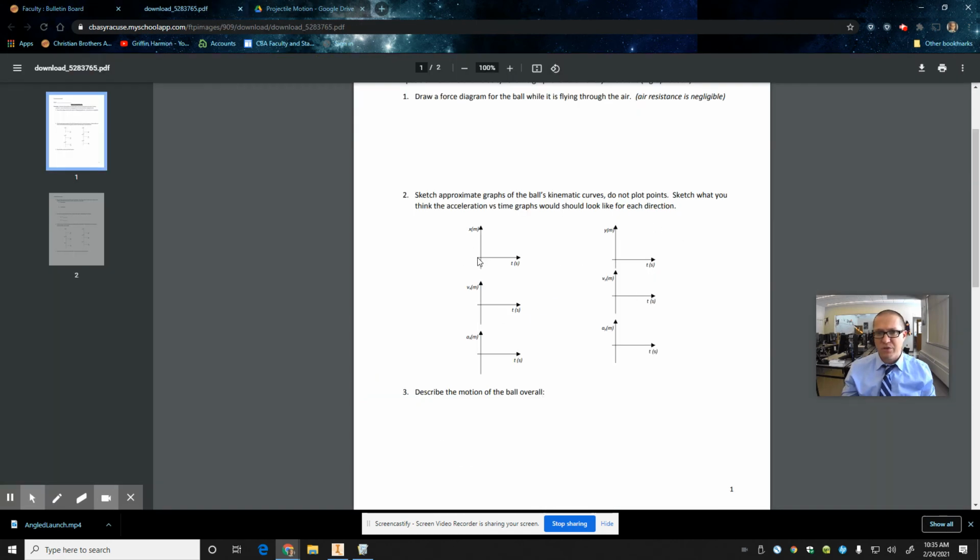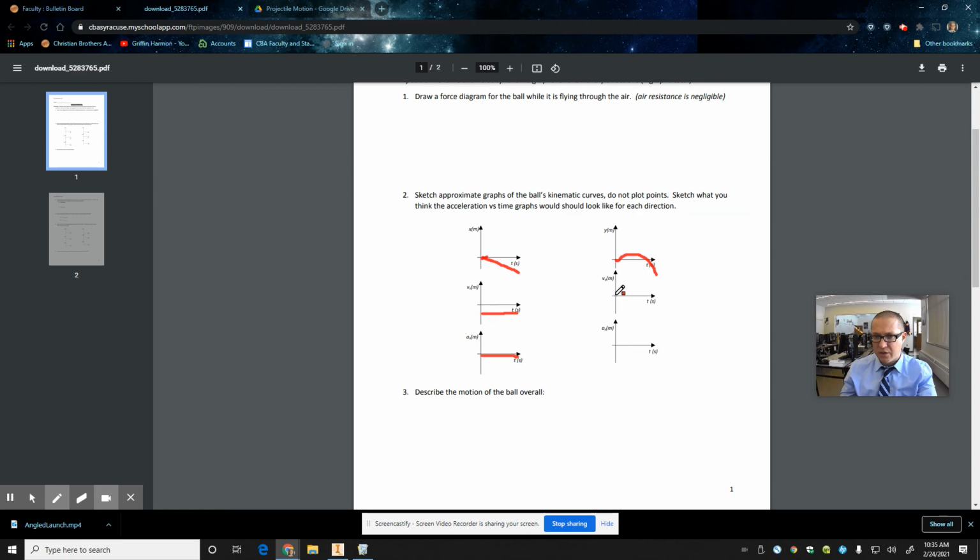So position versus time graphs. Can I mark on here? I guess it won't stay very long. Position versus time in the x direction actually went down like that. Velocity in the x direction was constant and negative. Acceleration would have to be 0 the whole time. In the y direction, we saw something a little different. It kind of went up or down.